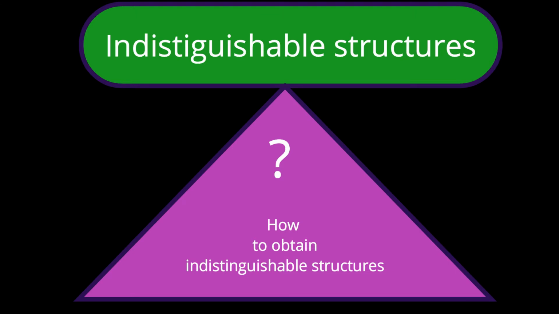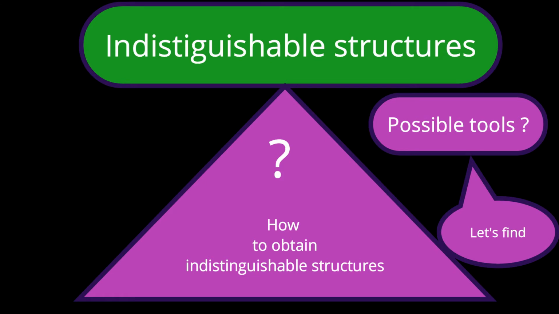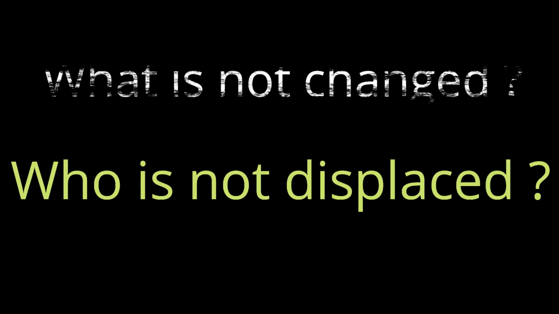How to obtain these indistinguishable structures? What are the symmetry elements, meaning tools possible, that we need to find out. Now what I do is show you the various possible ordered permuted arrangements in front of you. Then what we need to do is see what exactly happened. Where is their togetherness? What is not changed? Who is not displaced at all? That thing we have to find out.